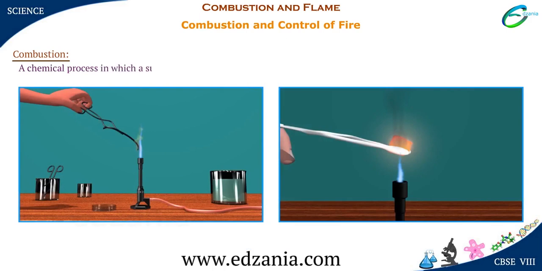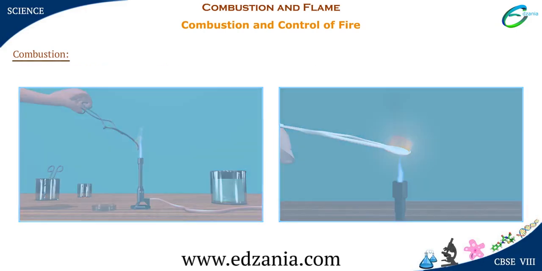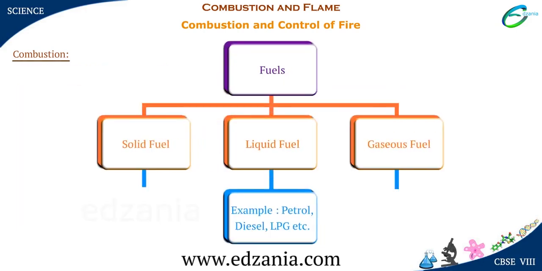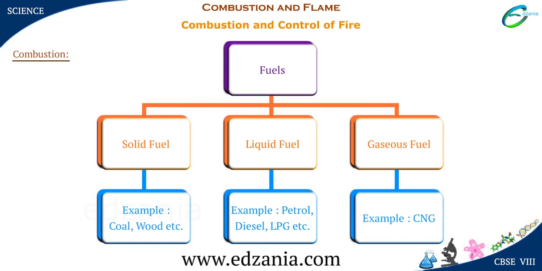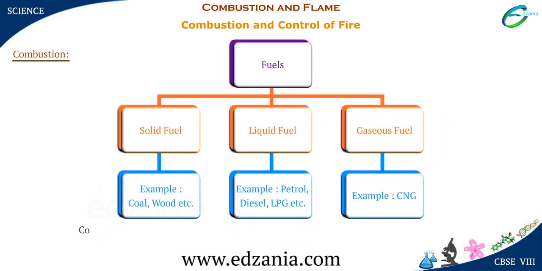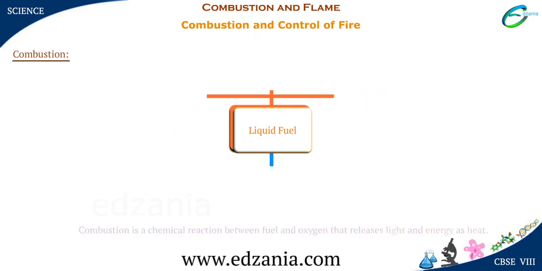A chemical process in which a substance reacts with oxygen to give off heat is called combustion. And the substances or materials that undergo combustion are called combustible substances or fuels. Fuels that produce combustion are found in all three states of matter, that is, solids, liquids, and gases. Combustion is a chemical reaction between fuel and oxygen that releases light and energy as heat.